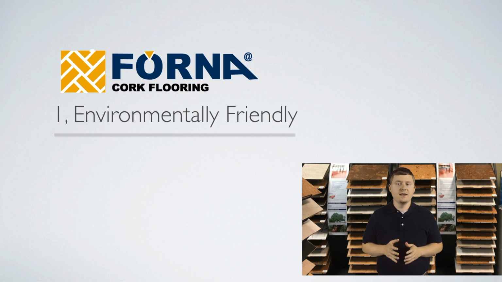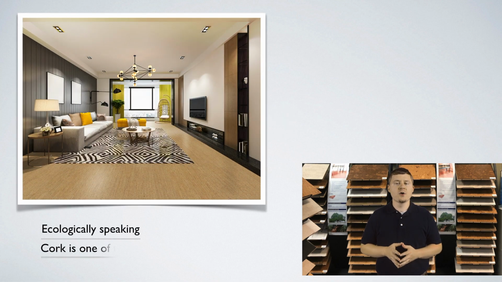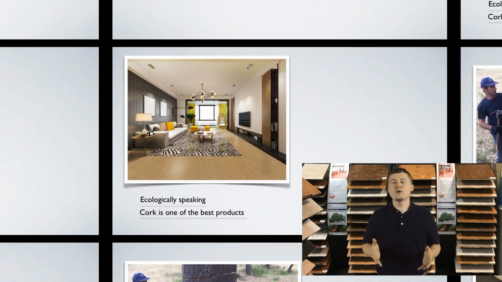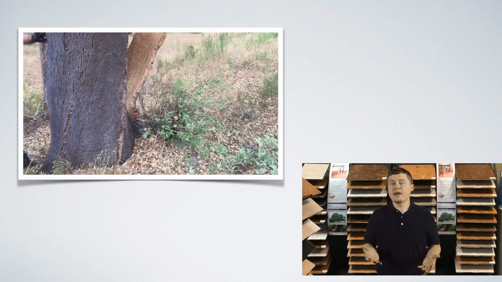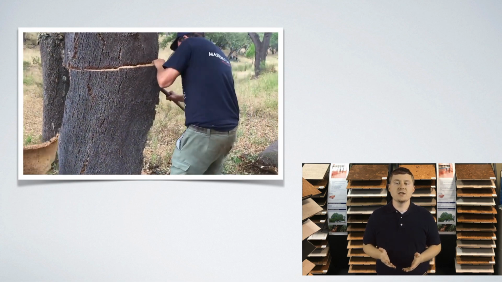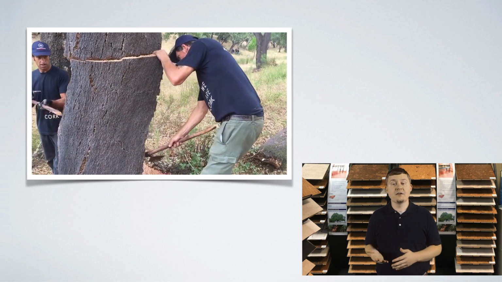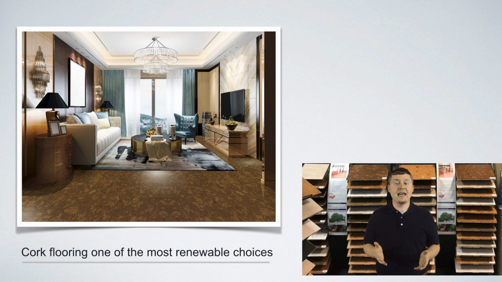Environmentally friendly. Ecologically speaking, cork is one of the best products you can use in your home. The raw material for cork flooring comes from the bark of cork trees, which regrow their bark after it has been harvested. This is much more environmentally efficient than taking the entire tree down, as is the case with the acquirement of raw material for real hardwood flooring. This makes cork flooring one of the most renewable choices on the market today.